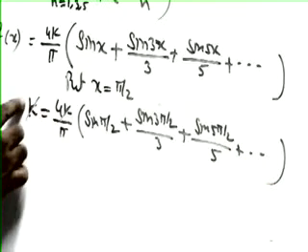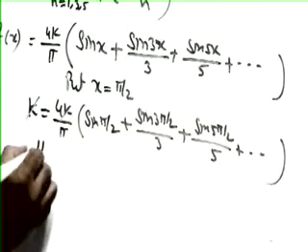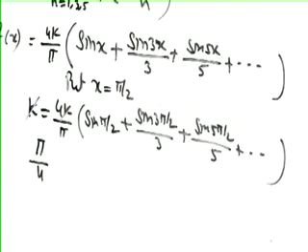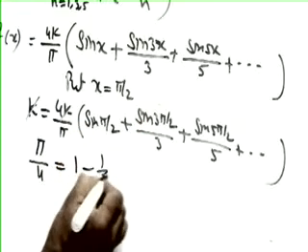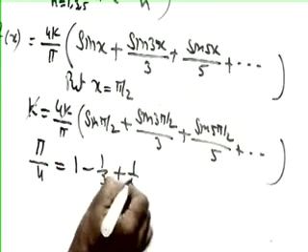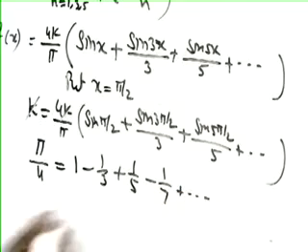Now last step, you bring this to here, k will get cancelled. If you bring this pi here, you get pi. If you bring the 4 here, pi by 4 equals sine 90 is 1, sine 270 is minus 1 by 3, sine 450 is plus 1 by 5, minus 1 by 7, like this. You get the series.